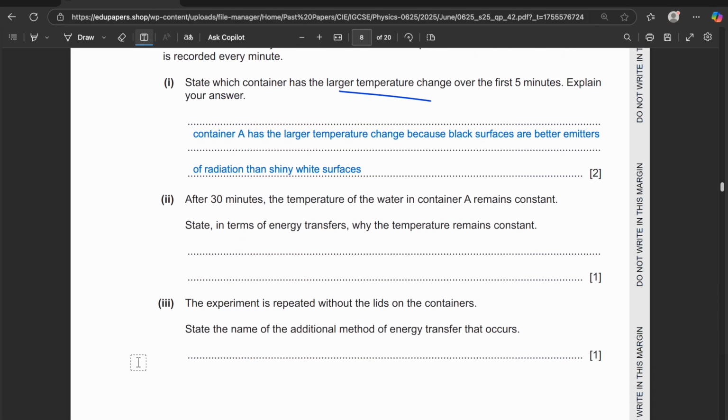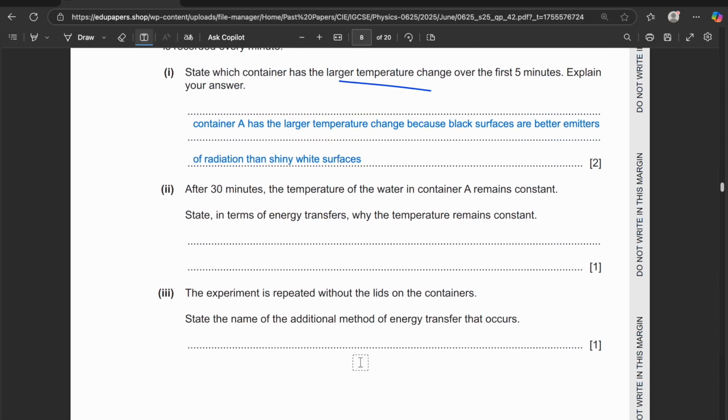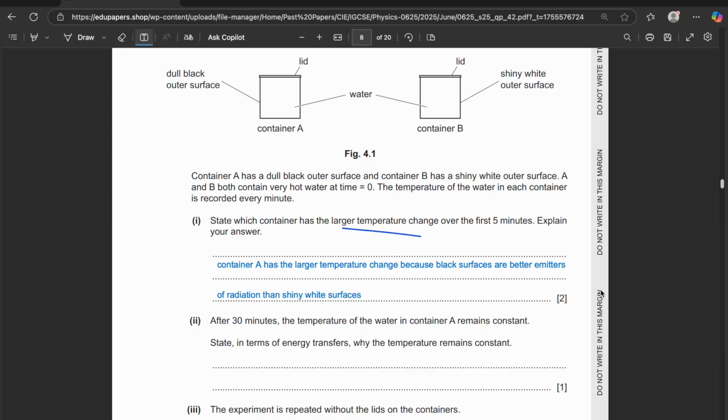After 30 minutes, the temperature of the water in container A remains constant. State in terms of energy transfers why the temperature remains constant. So at first, container A has lots of energy and heat. So it has a very high rate of transfer of energy to the surroundings.